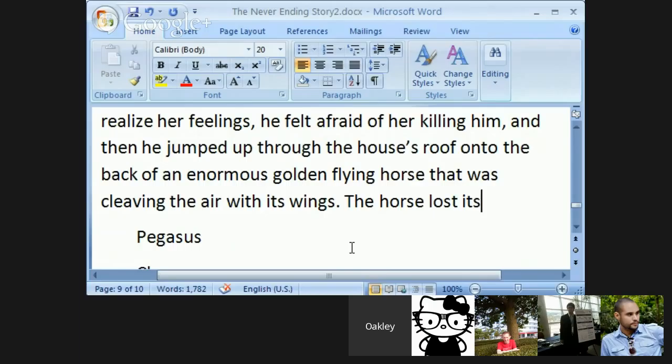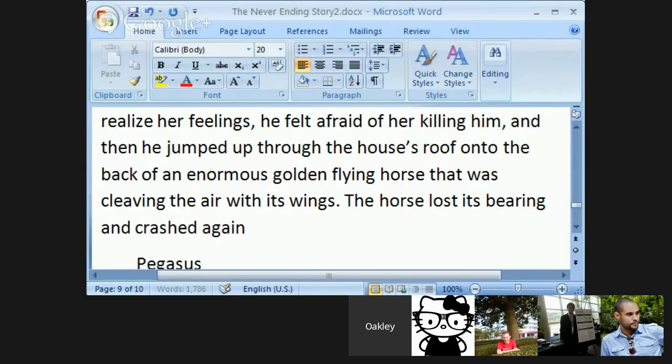Okay. The horse lost its... What? Bearing? The way, how can I say, the path? Here's a good way to say it. Your bearing... if you lose your bearing, you don't know where you are, you don't know what direction that you're heading. Okay. And the crash against the bus? Okay. Crash against the bus, yes.